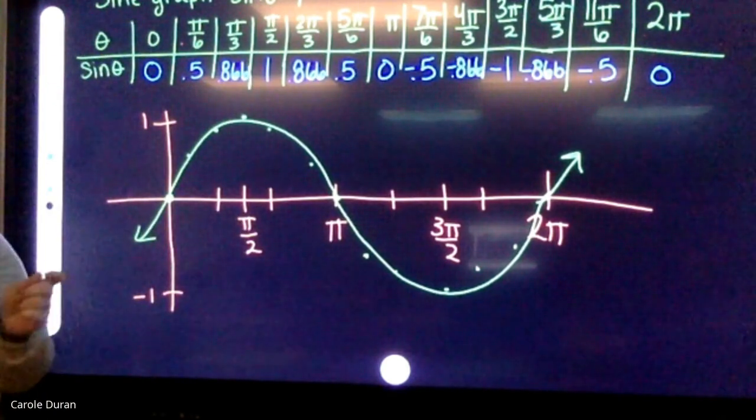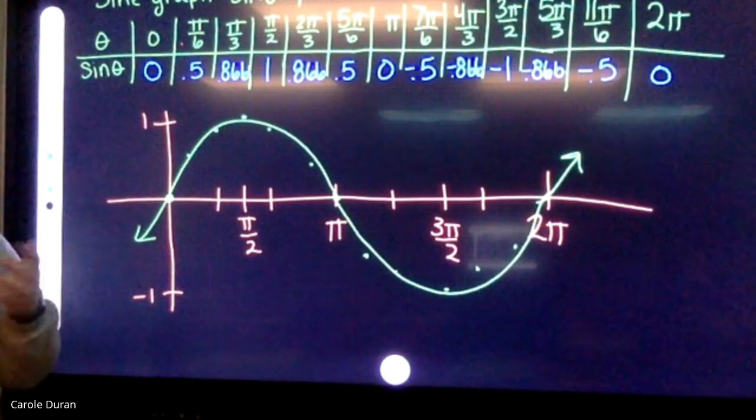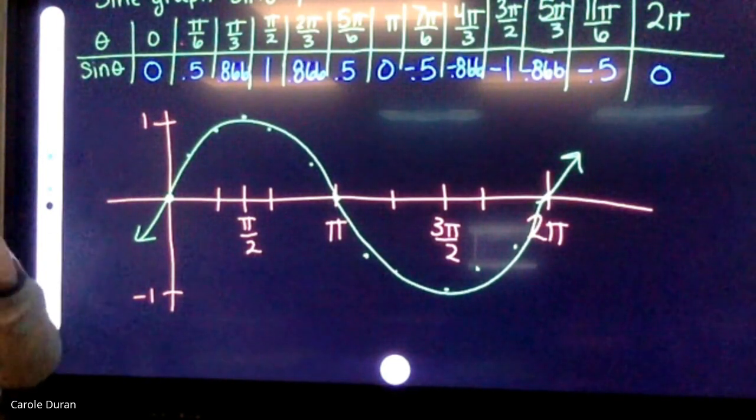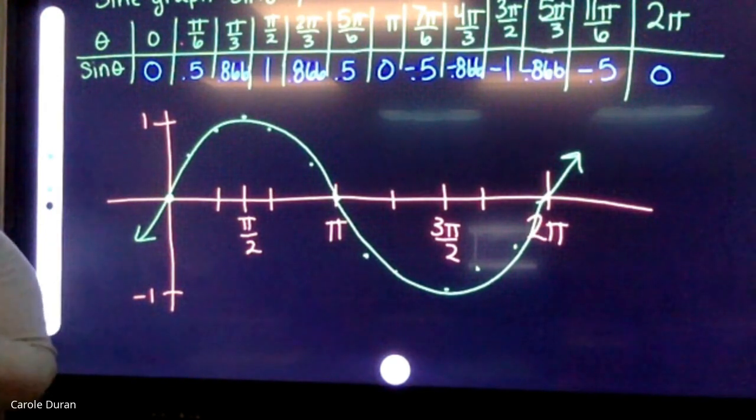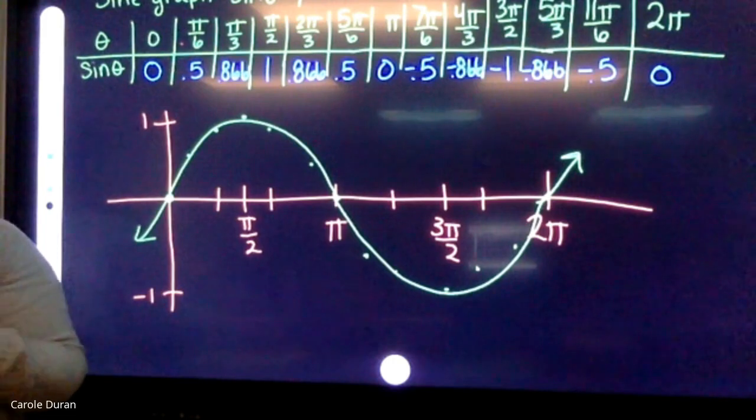Is that super difficult? Where'd you get those points from? I told you what they were. Just like on your homework, it's going to give you a graph, and you're going to plug in all the points it gave you.